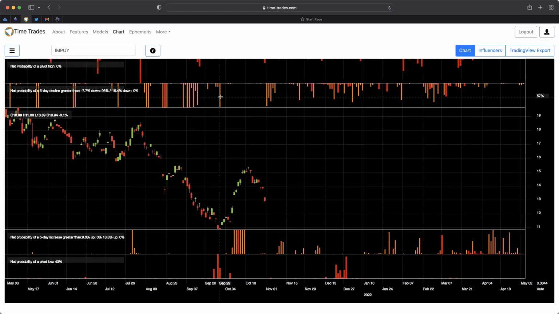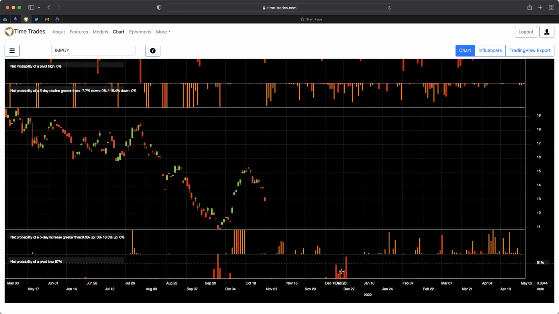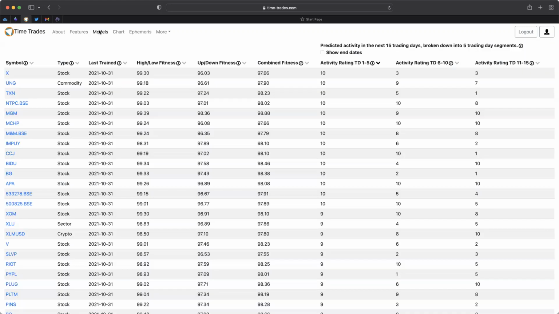Impala Platinum, IMPUY. So this is another one that's showing some opportunity on the downside. So we've got a nice cluster of down days coming up this week. So this could be a good sort of shorter term trade. The major opportunity here is in December with this big cluster of pivot lows. That looks like a good buying opportunity in the longer term.